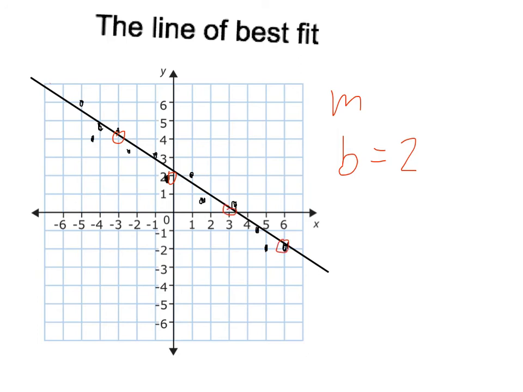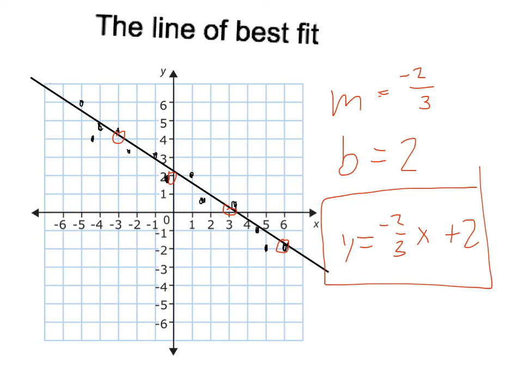Okay, so now I'm going to calculate my slope. Well, to go from here to here, I would go down 2 and then right 3. So that looks like a negative 2 over 3. And then the same thing would be if I went from here to here, down 2 and right 3. Or if I went from here to here, I'd go up 2, but then left 3. So we would say that negative 2 over 3 is our slope. So the equation of the line of best fit here is y equals negative 2 over 3x plus 2. Okay, and there you go. That's the line of best fit.